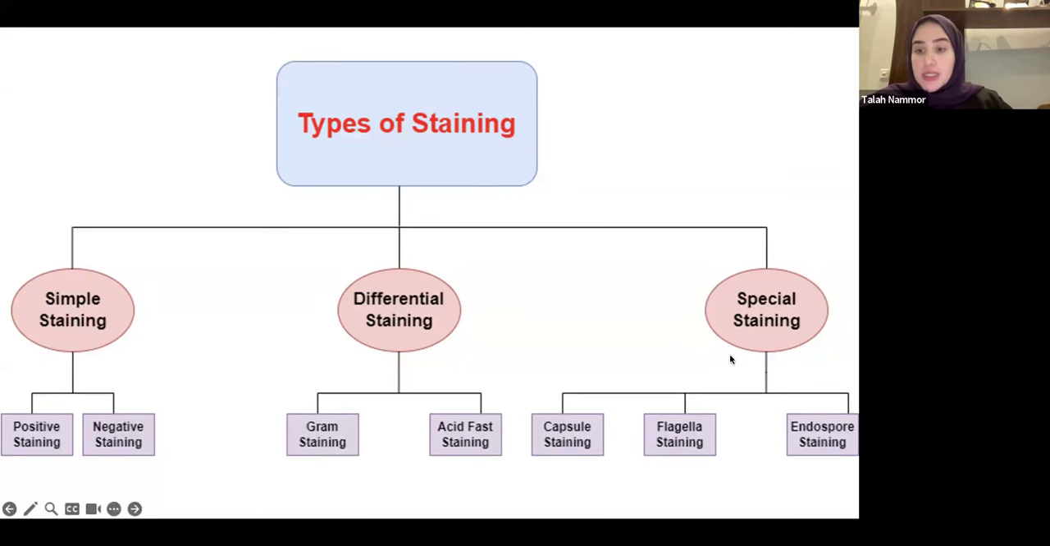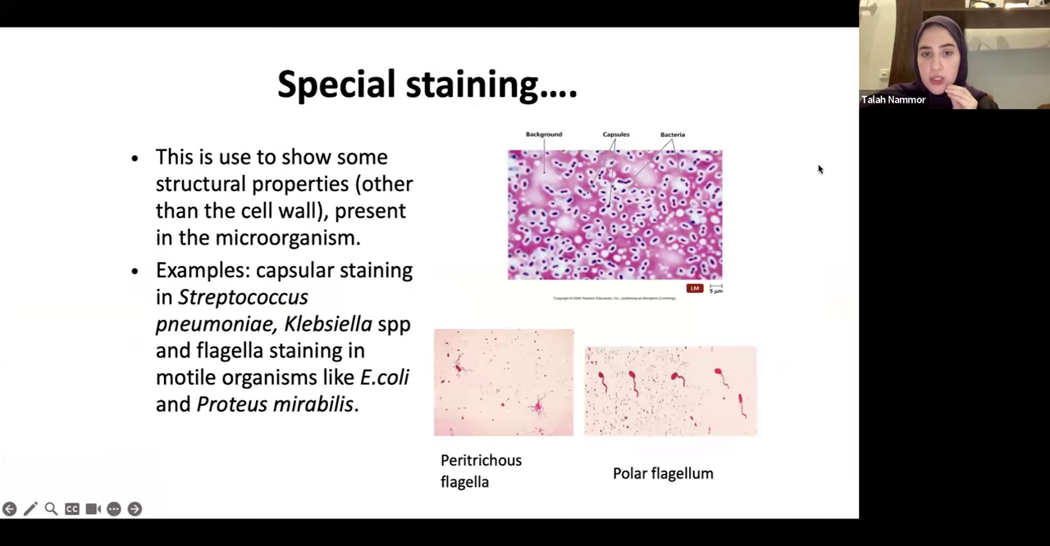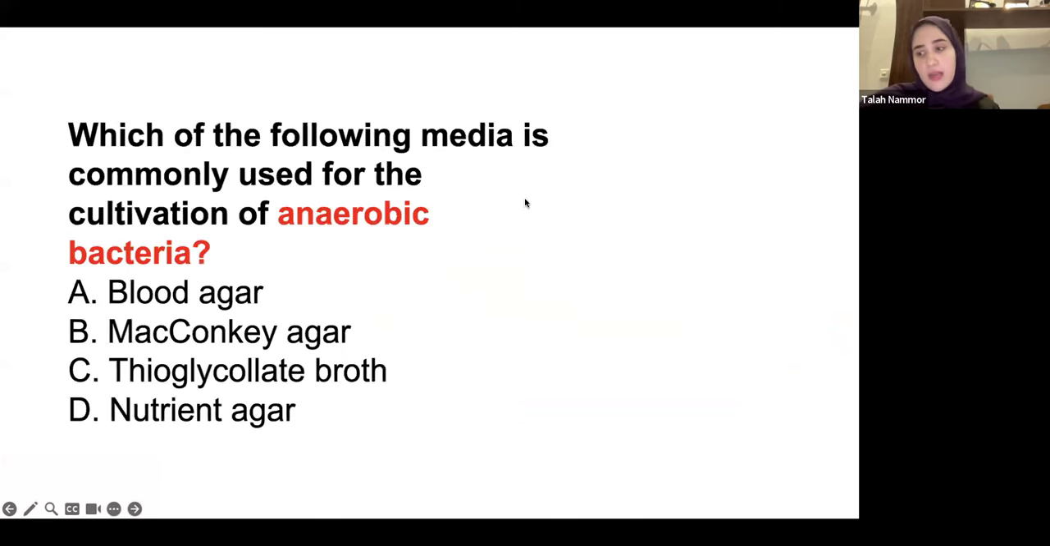تمام؟ وعندنا special staining. طبعا special staining is for if we had a specific microorganism in mind and we know إنه it only works with a special staining. في عندنا capsule staining, flagella staining, endospore staining. From the name we are targeting specific parts of whatever we're trying to see. يعني special staining we're targeting specific structural properties. الفلاجيلر, we're looking for the flagellum. Capsular, we're looking for the capsule.